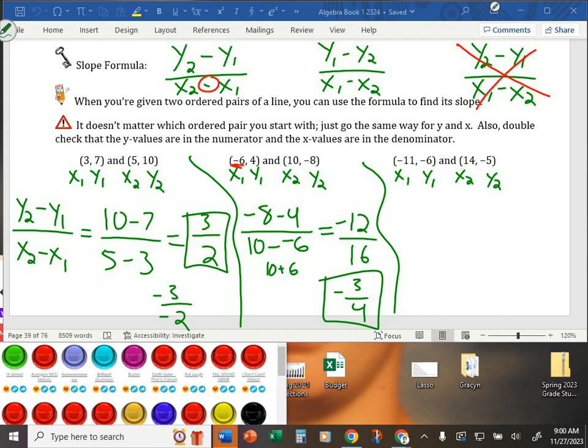Change in y, change in x. That word change means subtraction, right? That's why it's the operation of subtraction.